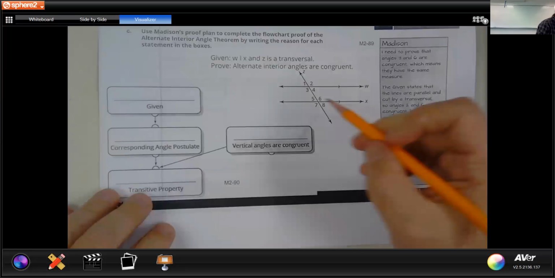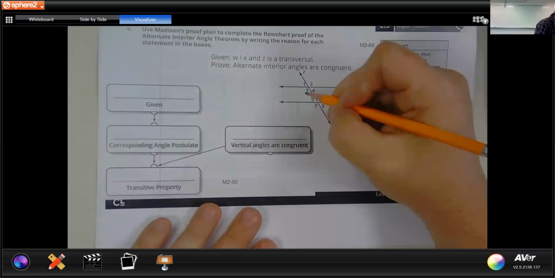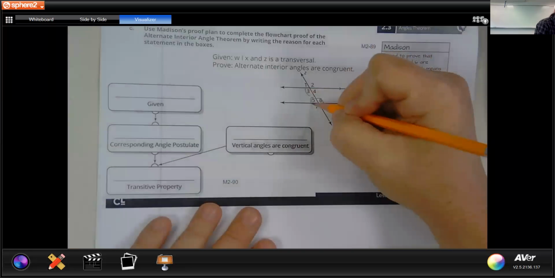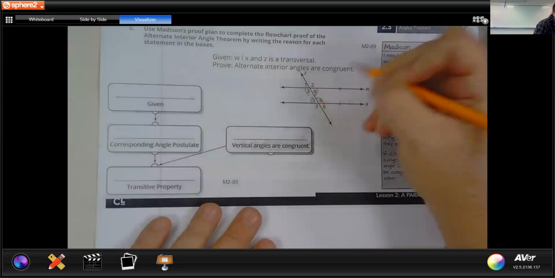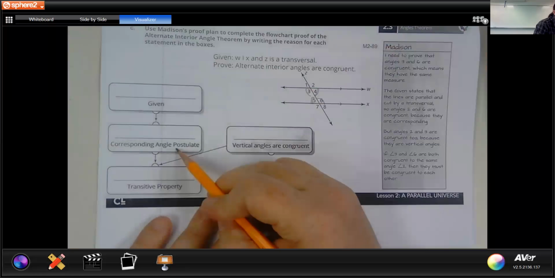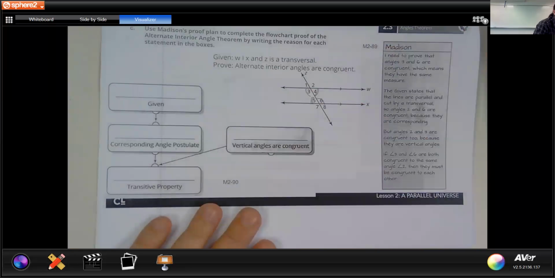And I want to prove that alternate interior angles are congruent. So what are our alternate interior angles? Well, we can go 3 and 6. We can go 5 and 4. Pick any one of those you want to do. But looking at our flow chart, we also want to think about corresponding angles and vertical angles in this particular flow chart.